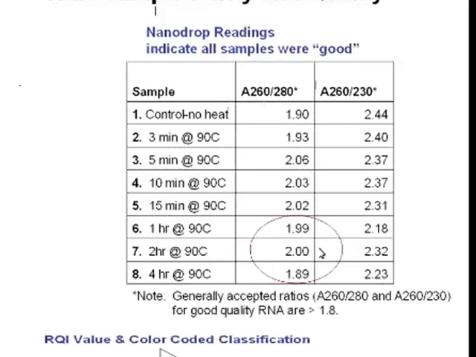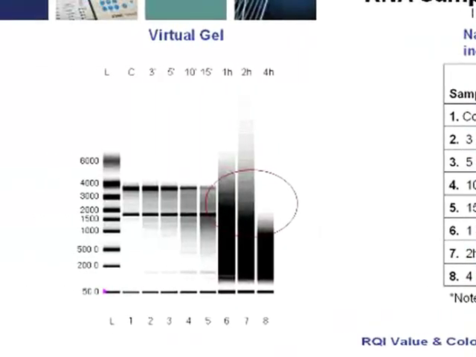You also then want to look at quality. Purity does not equal quality. Quality is the level of degradation of your RNA sample. And as you see here, this was a heat degradation experiment that we did, where all of the heated samples gave the same level of purity, but the last 3 or 4 samples were fully degraded.